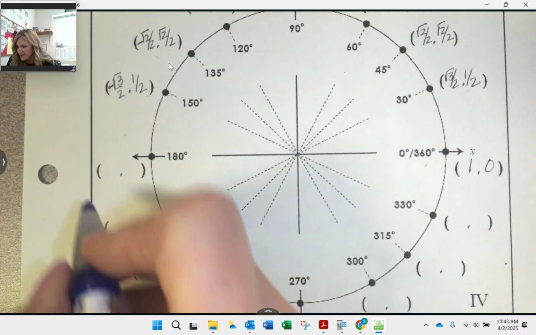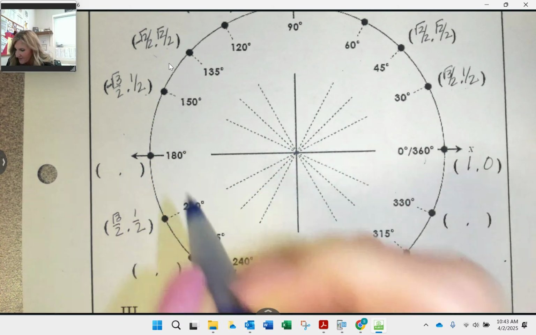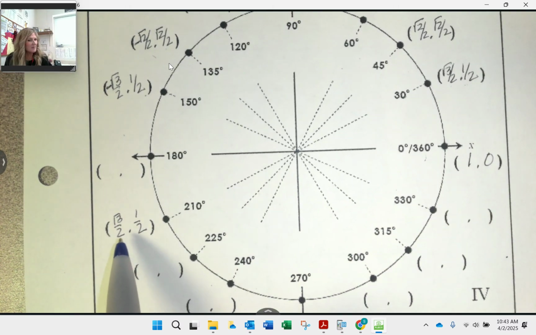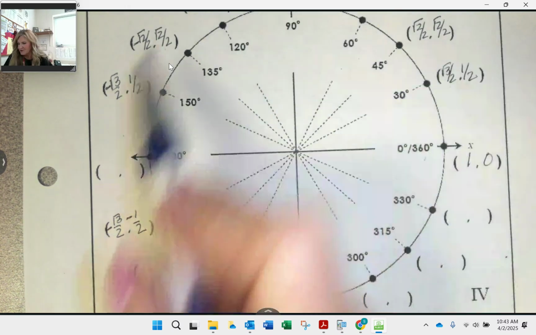210. So it's going to be the same value. Radical 3 over 2, 1/2. Check the signs. What's going to be positive or negative? Both are negative, aren't they? Okay, go to another one.